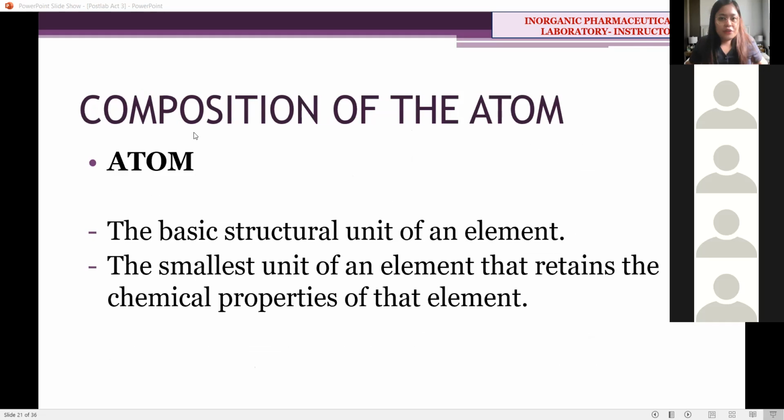So let us continue. The composition of our atom. Do not forget, the atom is the basic unit of matter, or the basic structural unit of our element. The simplest substance is the element, and the basic unit of matter or element is the atom. But the basic unit of life, what is the basic unit of life? Anyone? Ma'am, cell. Okay, very good. The cell is the basic unit of life.